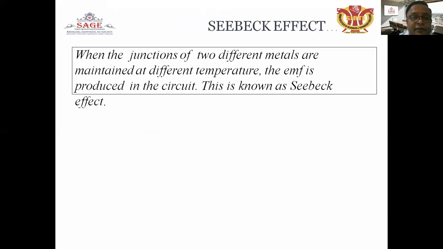Seebeck effect क्या होता है? When the junction of the two different metals are maintained at a different temperature, the EMF is produced in the circuit. This is known as the Seebeck effect.